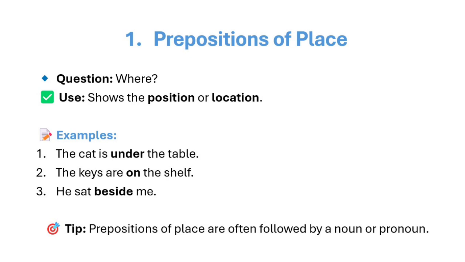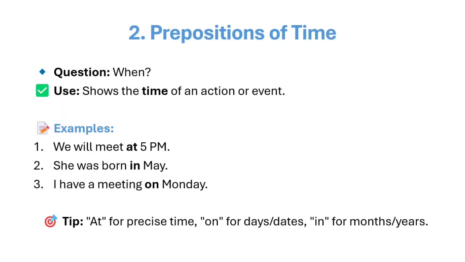Now let's move to the other type. Now the second type is prepositions of time. This answers the question when. Now see the use of this preposition. This preposition shows the time of an action or event. With the help of examples you can understand.